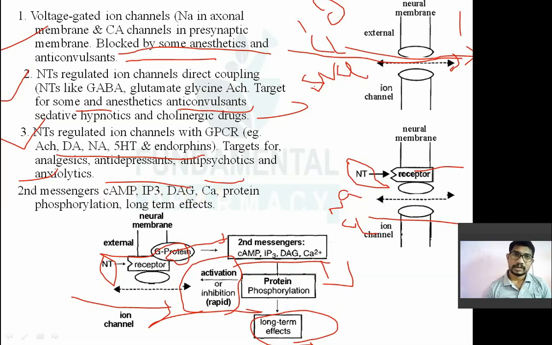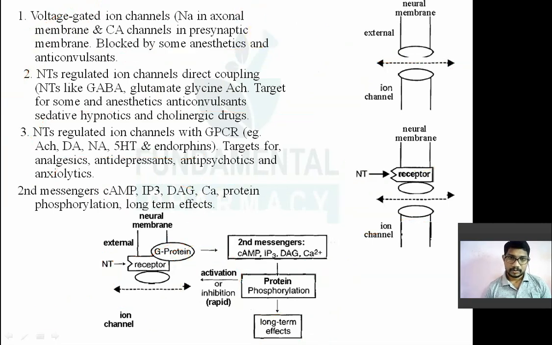Remember one thing here: these voltage gated ion channels act in a fraction of a millisecond. It was a question in GPAT. Fraction of a millisecond. Voltage gated channels are the fastest acting. They act in milliseconds. Remember these things.